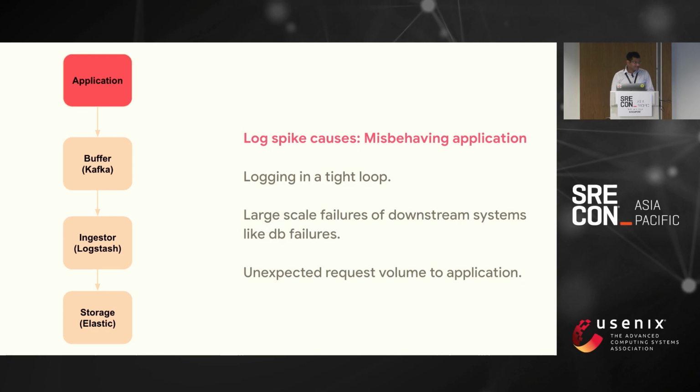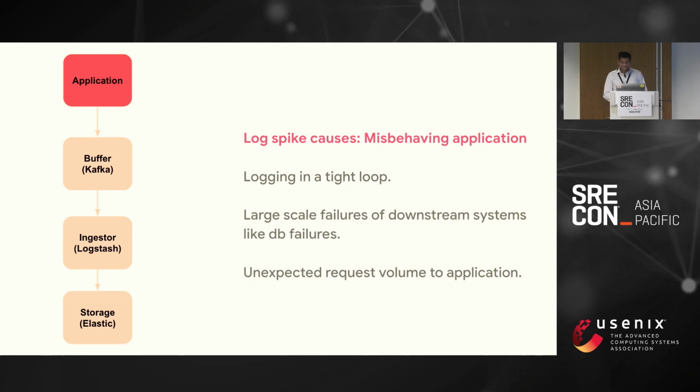So let's see what causes log spikes. The most common reason log spikes happen is a misbehaving application. It could be anything from an engineer logging a message in a tight loop. You have a loop, and somebody is just printing a log message for every iteration of that loop. That would cause the log volume to blow up very easily if the number of iterations is too high.